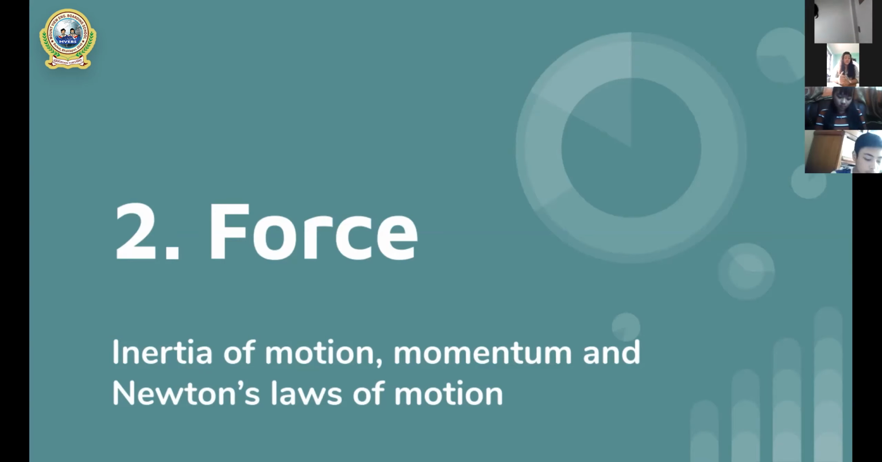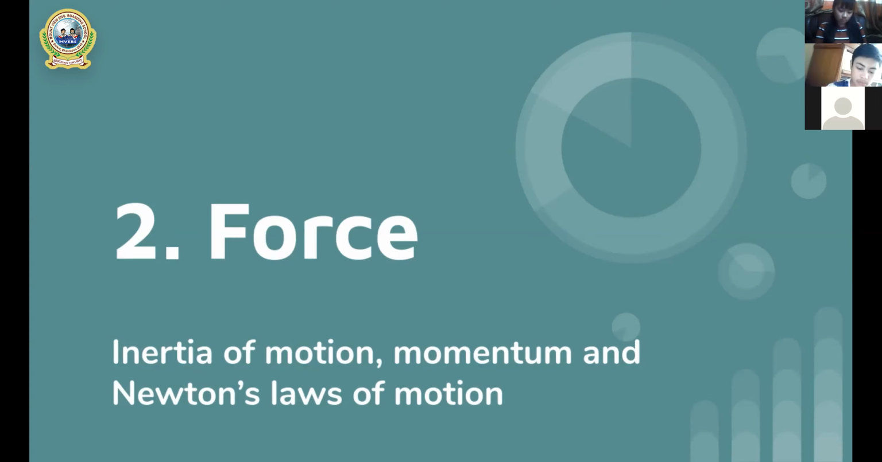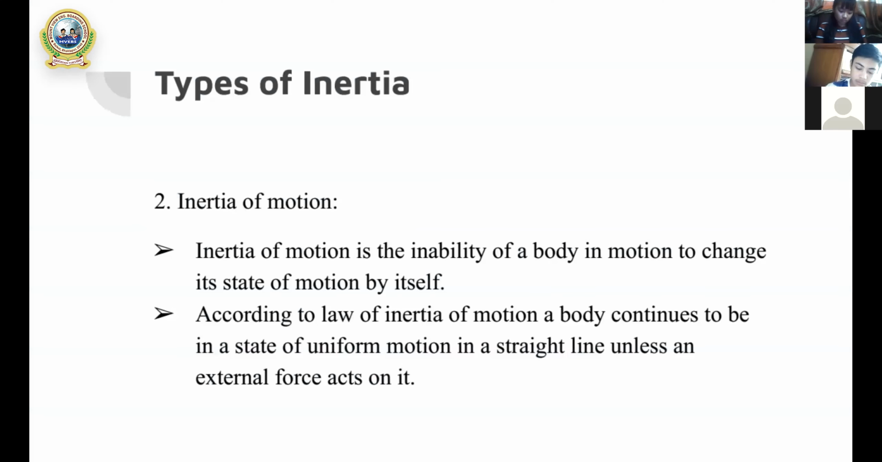Now, the second type of inertia we are going to discuss today is inertia of motion. Two states we have been discussing: one is rest, another is motion. Either the body is at rest or in motion, and to change the body from rest to motion, or motion to rest, we always need to apply an external force, which should be unbalanced. Only an unbalanced force can change the state of a body. A body at rest can be changed into motion by an unbalanced force, or a body in motion can be brought to rest by applying an unbalanced force.